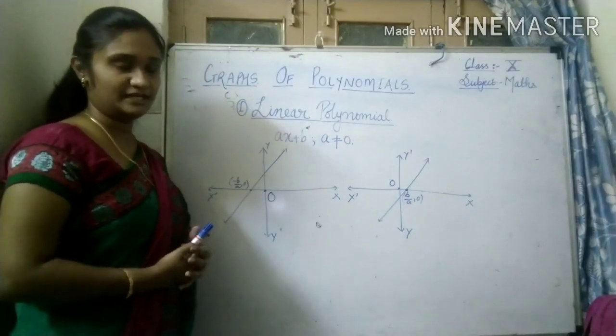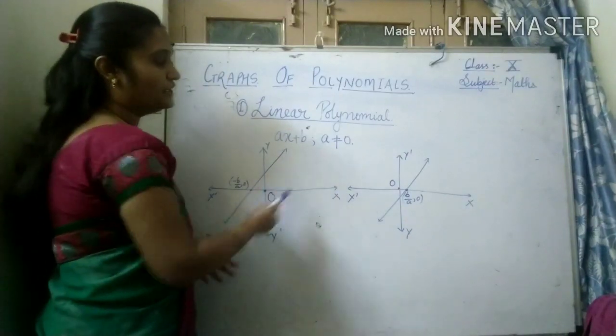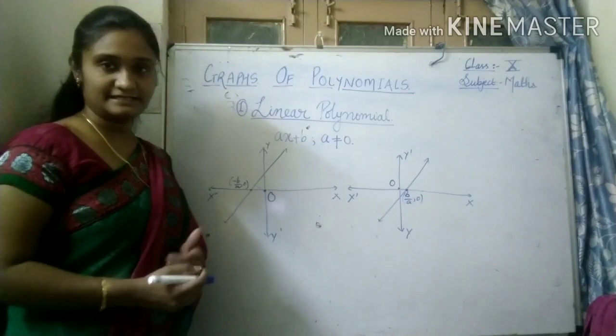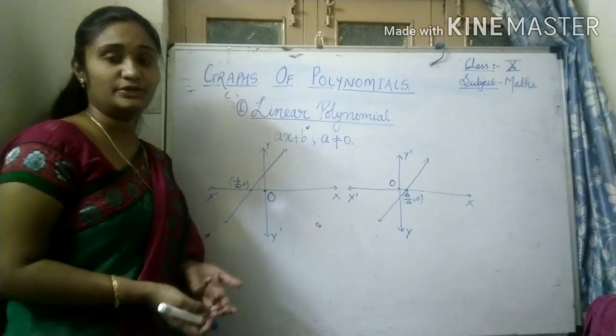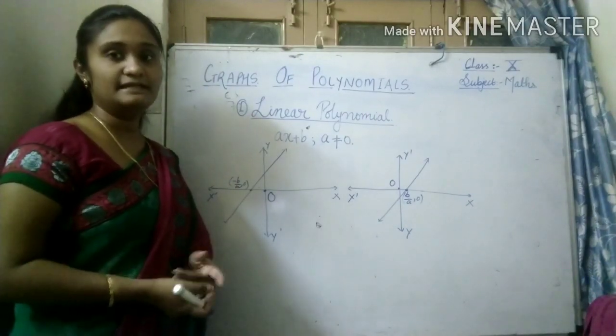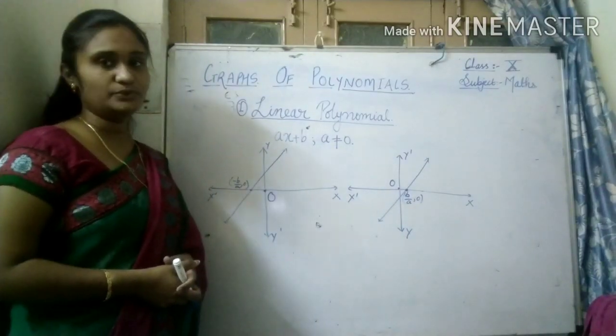Now let me tell you quickly why this condition is attached. I've already told you earlier as well, a not equal to 0 means what? a is the coefficient of x, that is, the highest degree term. And the coefficient of that particular variable x is equal to a. So if it becomes equal to 0, definitely the linear polynomial will not be defined. That's why a should never be equal to 0.